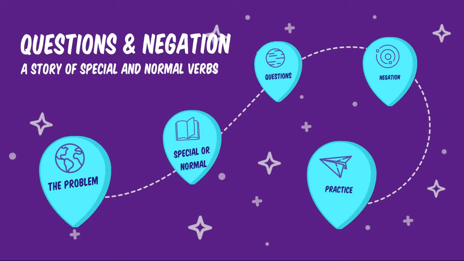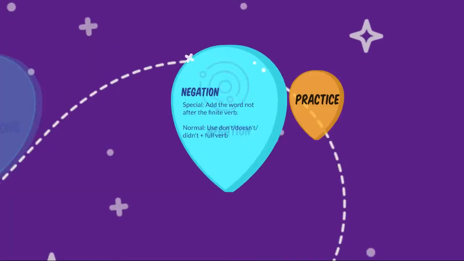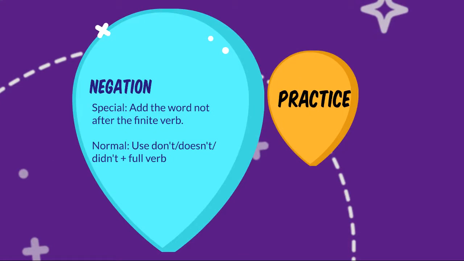Okay, once you get the hang of the questions and how to work with special and normal verbs, negation is easy peasy because it's exactly the same. Special verbs are easy again because they work just like not like in Dutch. You can just add the word not after the finite verb. Voeg niet in zin achter de persoonsvorm. Ik ben niet gek. I am not crazy.